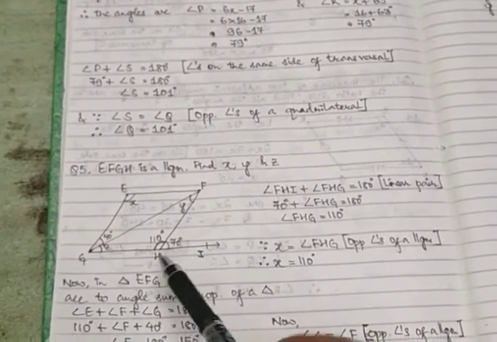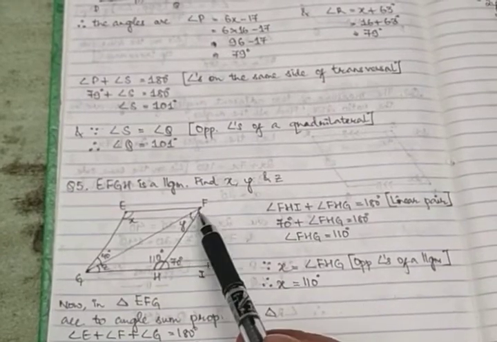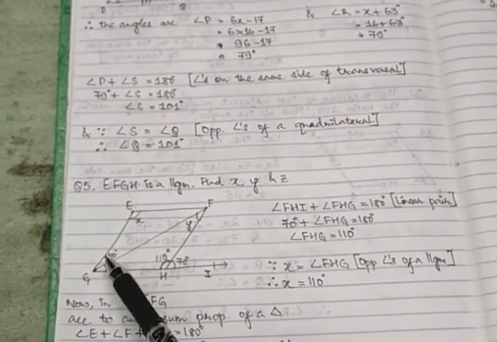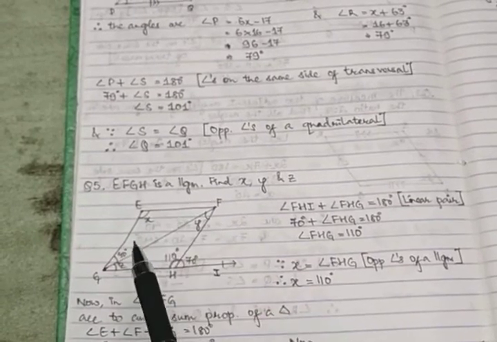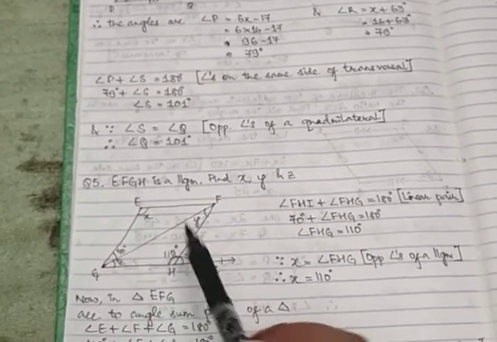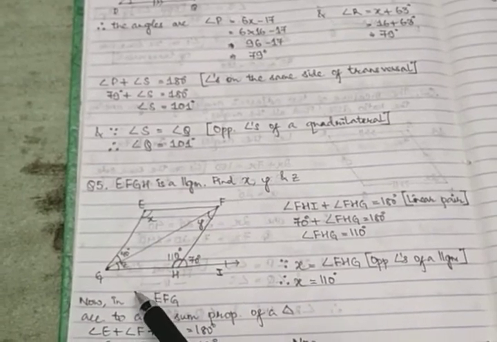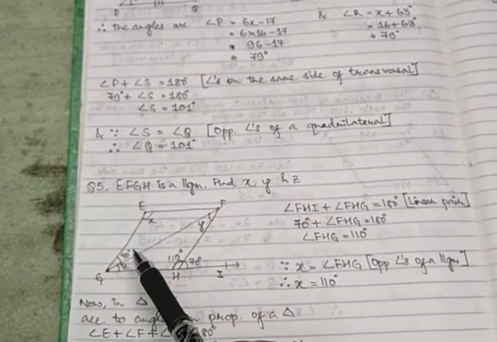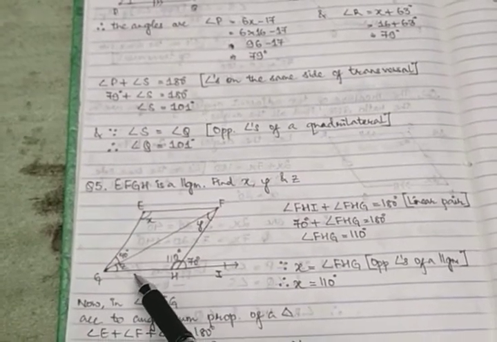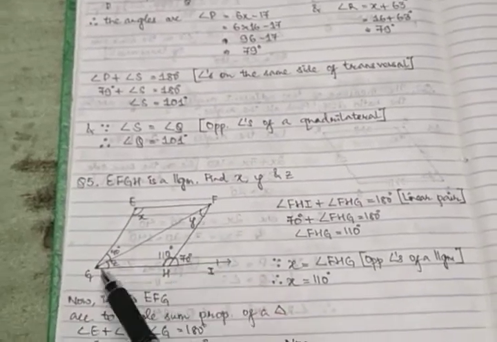One more thing I want to tell you is that the diagonal has divided the angles as well. But we have just been told it's a parallelogram, nothing specific. That means we don't know whether the diagonal has bisected the angle or not. So you cannot simply assume that they are equal. All we know is it's a parallelogram and there's a diagonal.